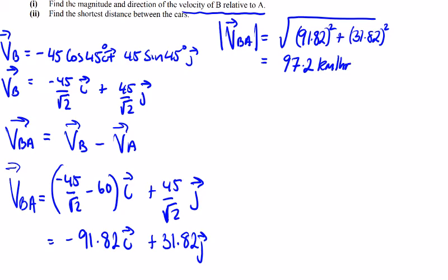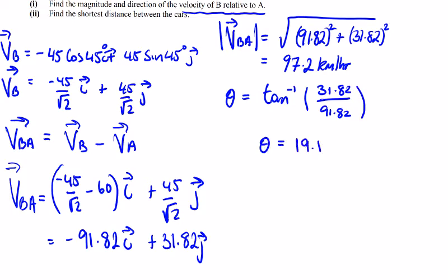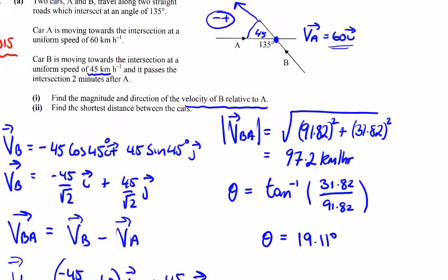Kilometers an hour. And the direction, theta, is equal to the inverse tan of your y over x, or J over I, 31.82 over 91.82. So theta is going to give me 19.11 degrees. So let me just do a quick sketch for the direction here.